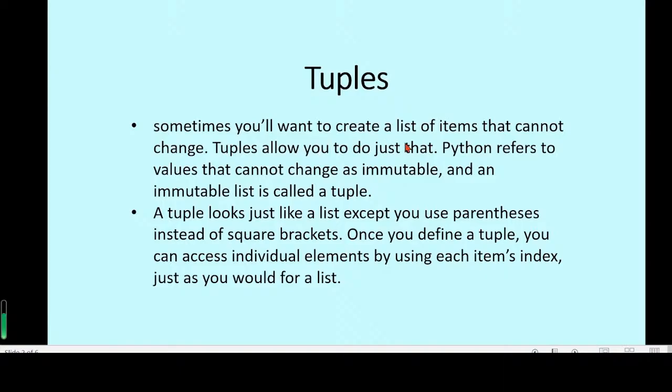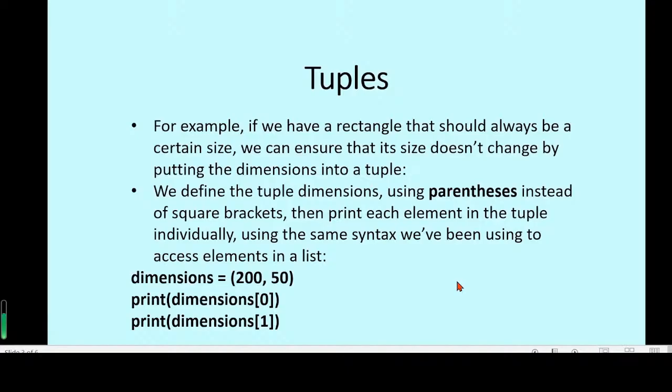Sometimes we want to create a list of items that cannot change. Tuples allow you to do just that. Python refers to values that cannot change as immutable, and an immutable list is called a tuple. A tuple looks just like a list, except you use parentheses instead of square brackets. Once you define a tuple, you can access individual elements by using each item's index, just as you would for a list. For example, if we have a rectangle that should always be a certain size, we can ensure that its size doesn't change by putting the dimensions into a tuple.